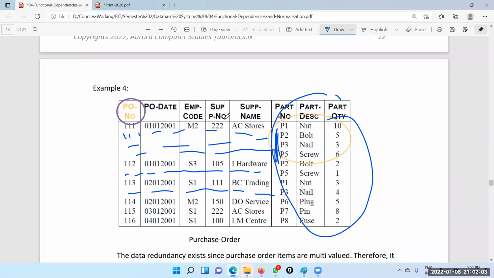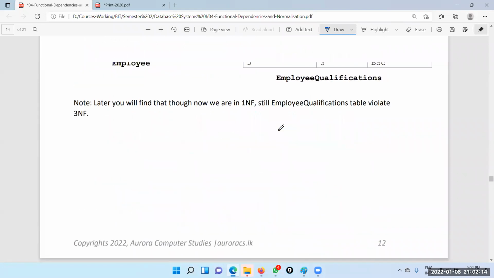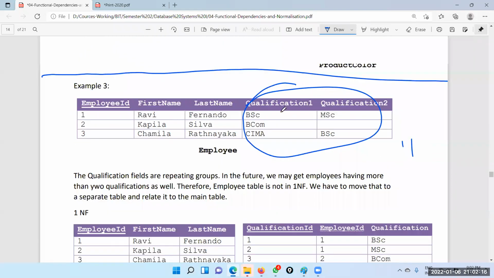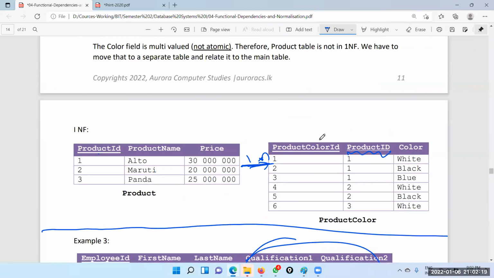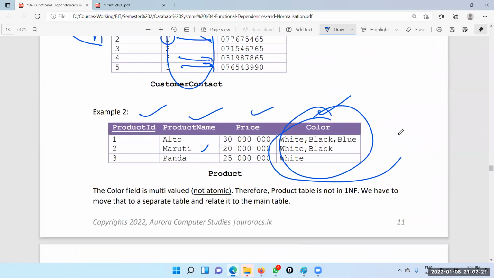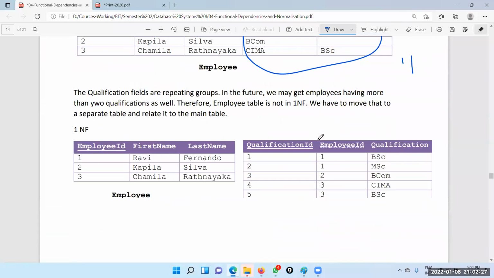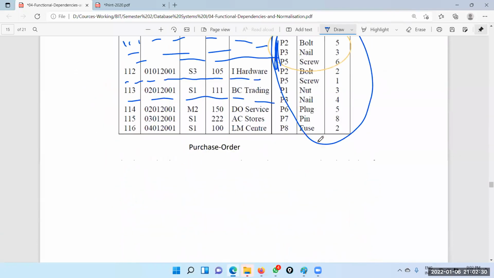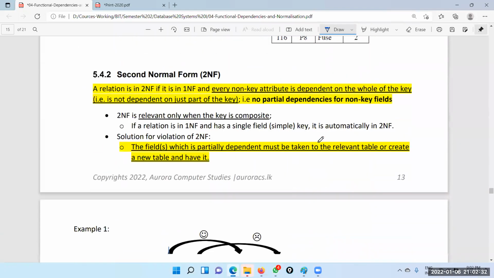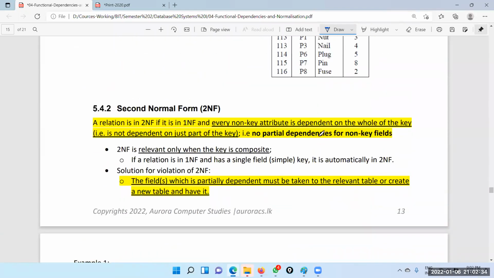Okay, so I showed you different ways 1NF can be violated, and you have to see that this is a 1NF violation. This kind of thing, you see something like this, or you see something like this. If 1NF is violated, you have to make sure that you take it to another table. Okay. Right, now we are moving to the second normal form, 2NF.